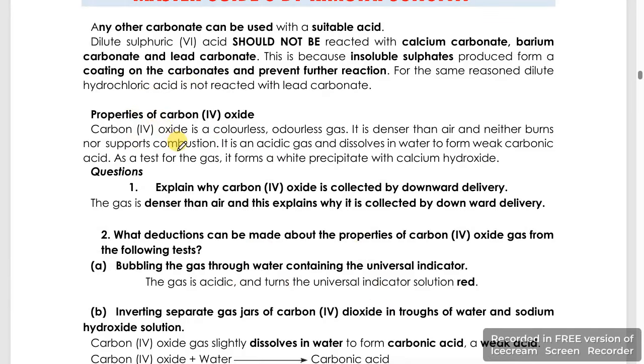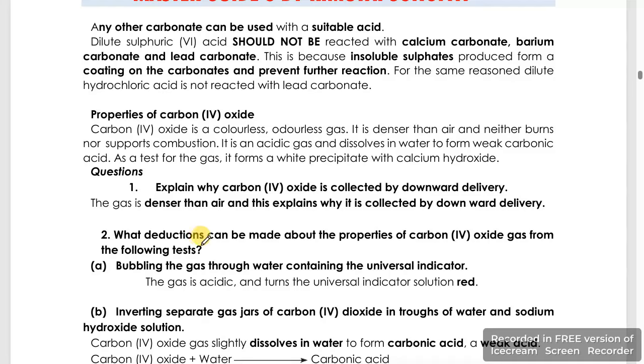Properties of carbon dioxide. It is important you know that. Explain why carbon dioxide is collected by downward delivery. It is because it is denser than air. Those are the things you need to know.